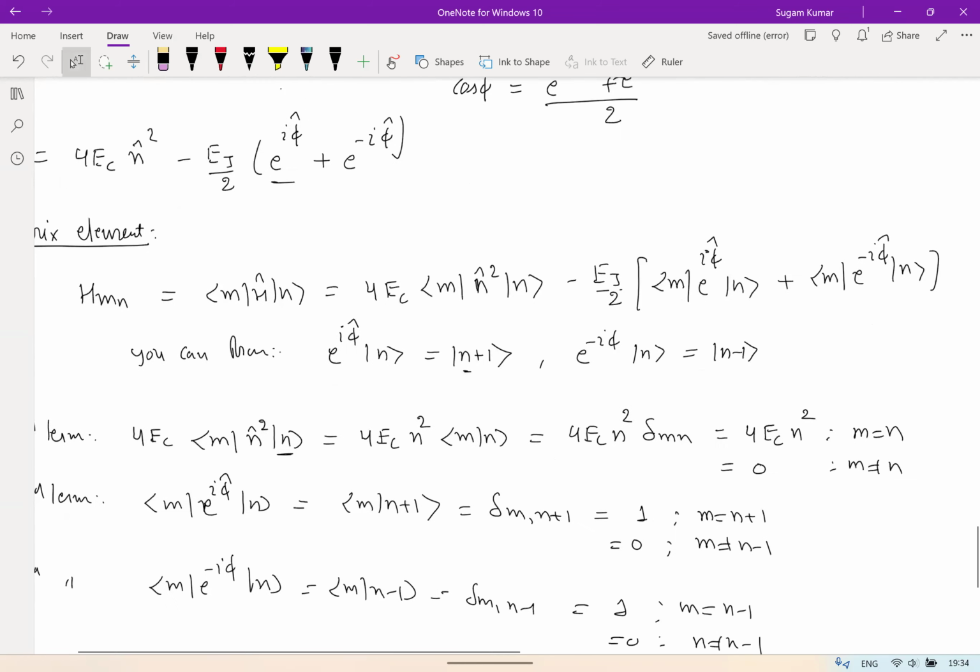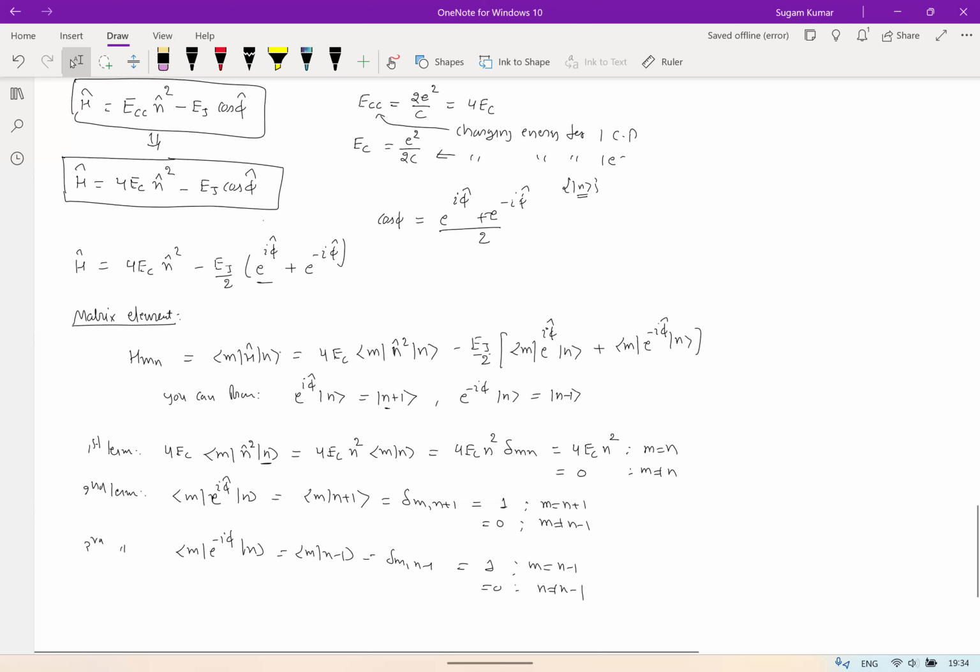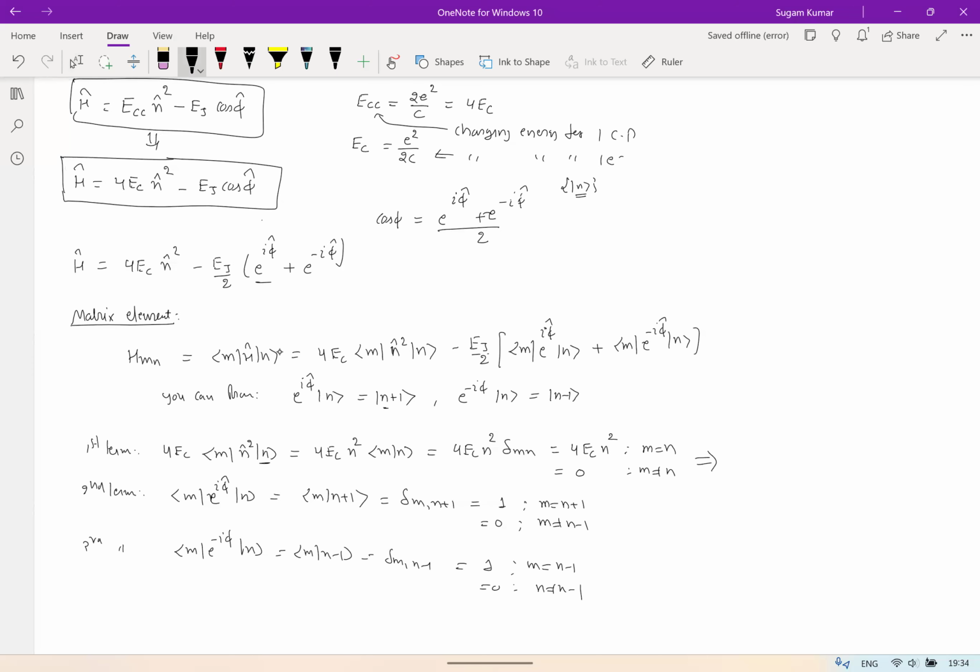So if you write down the matrix for, let us say, the first term for this one, you can see that this is going to be 4 times EC. Remember, the n can take values 0, plus minus 1, plus minus 2, to plus minus infinity. So the matrix you're going to get is an infinite matrix, okay? It will go from minus infinity to plus infinity.